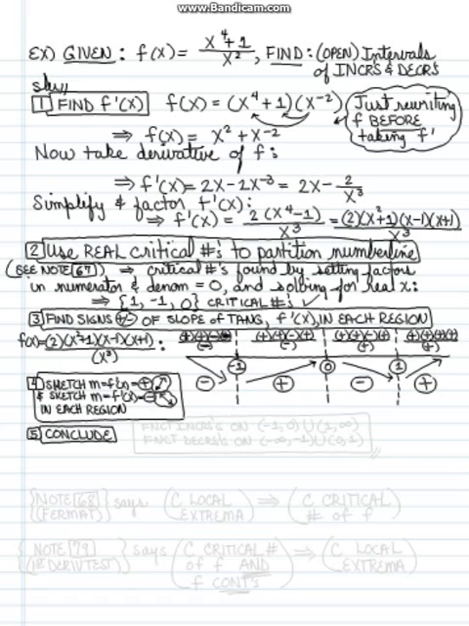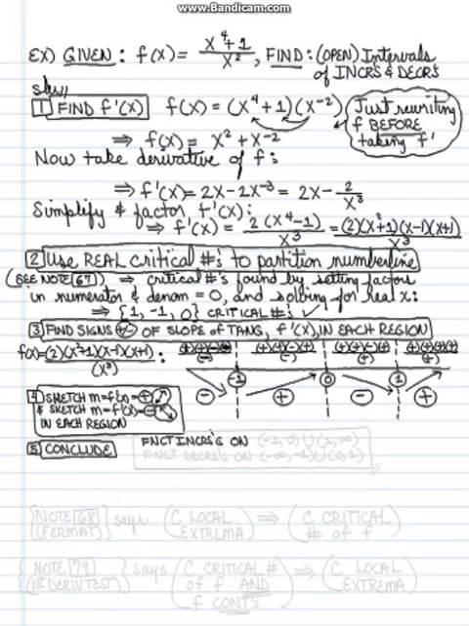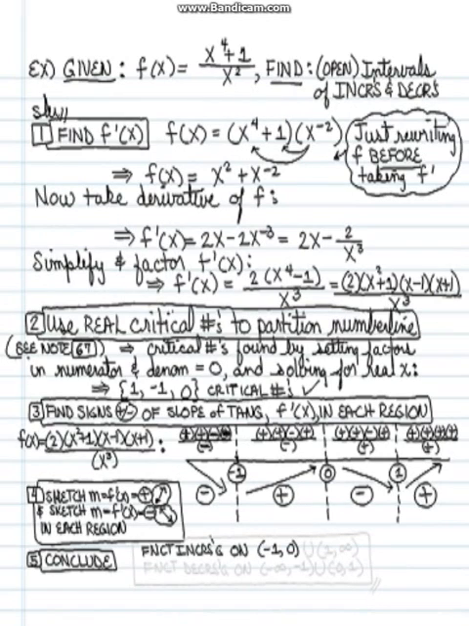Step 5, make a conclusion. Okay, the conclusion is that the function is increasing on the interval of x values from -1 to 0, union together with 1 to infinity. And it's decreasing on the interval from -infinity to -1, union together with the interval from 0 to 1. Those are intervals of x values. And you can just look at the graph we drew and see that that's true.